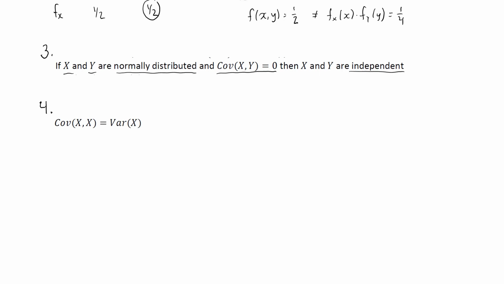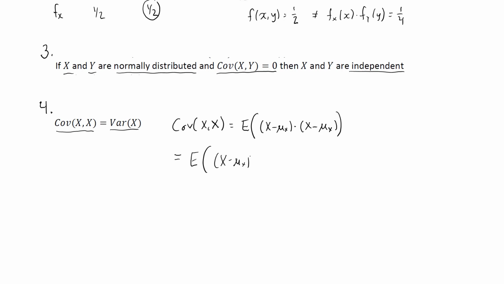The fourth one simply states that the covariance between a random variable and itself comes out to be exactly the variance of that random variable. Not hard to see. The covariance between x and itself is the expected value of x minus its expected value, times x again minus its expected value. Well, that's just the same as x minus mu x squared. And this is precisely how we define the variance of x.